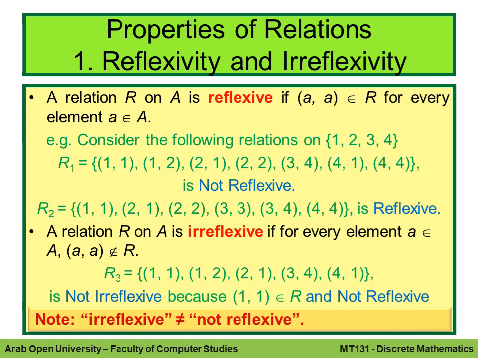Here is an example. R3 is a relation that's not irreflexive because it has (1, 1). It is not irreflexive. This is an important note: irreflexive does not mean not reflexive. These are not opposite properties. If you have a relation where some of the elements are related to themselves but not all, then the relation is not reflexive. At the same time, it is not irreflexive. You have to be careful. Irreflexive does not mean not reflexive.